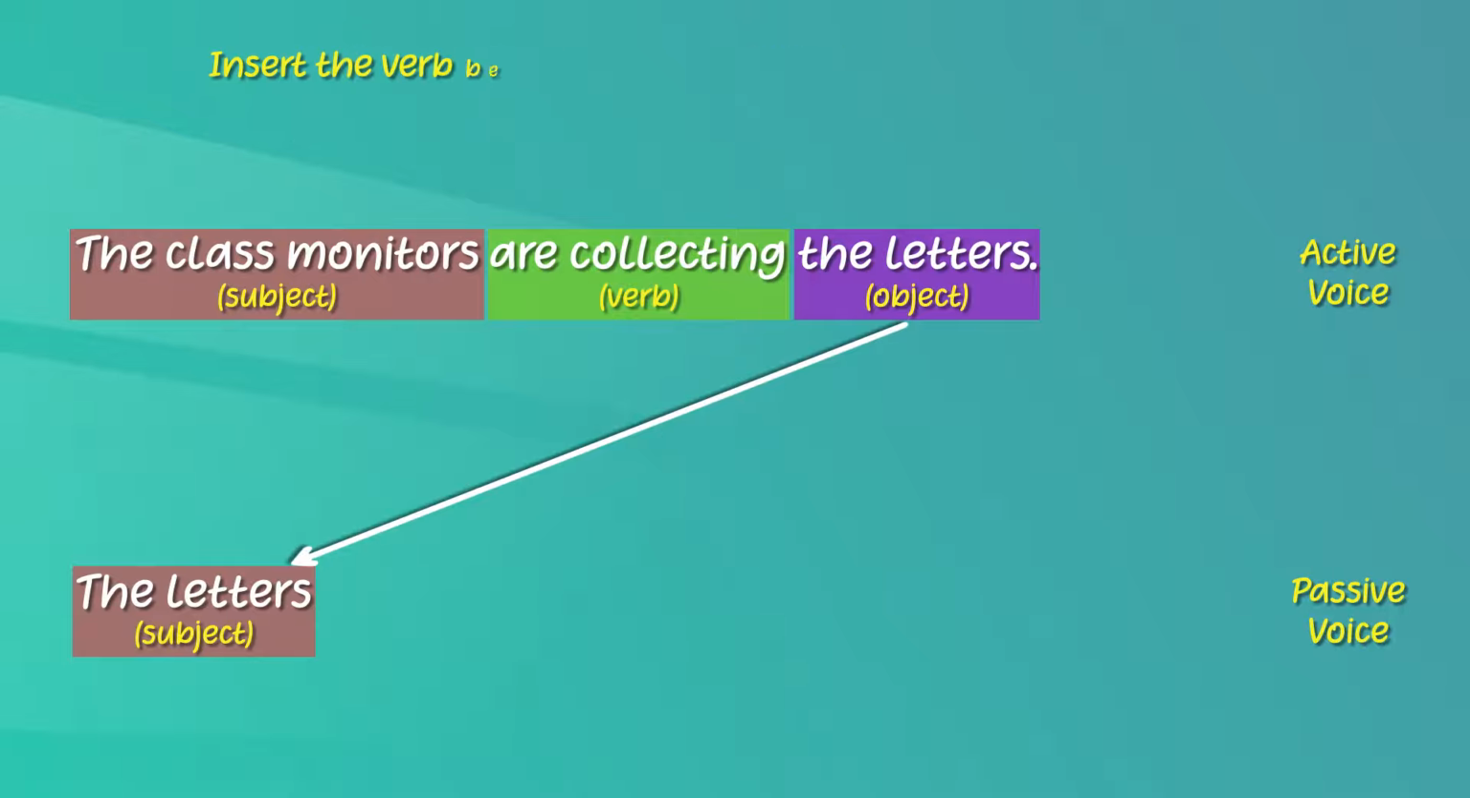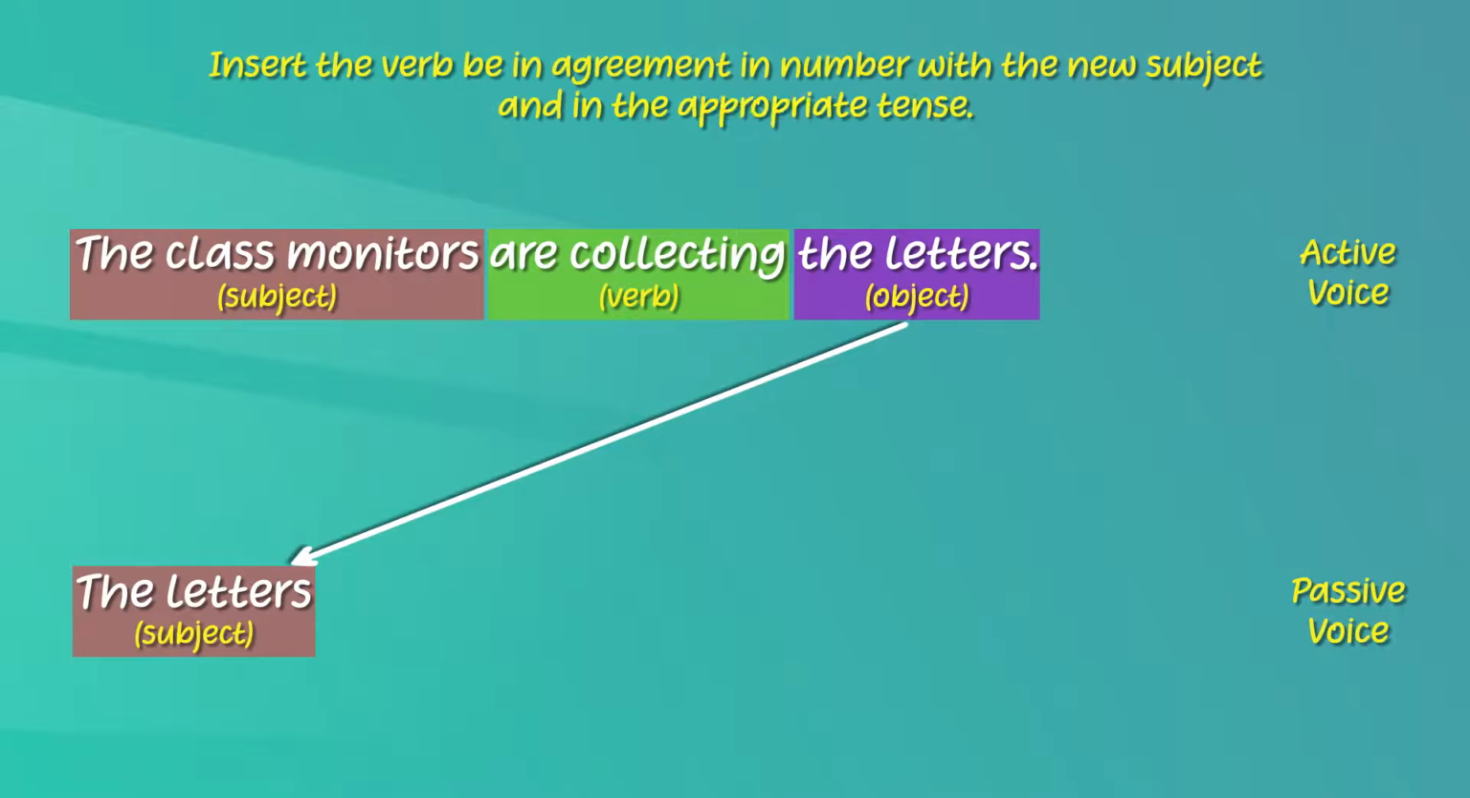Second, insert the verb be in agreement in number with the new subject and in the appropriate tense. That means if the subject is singular, you have to have the singular be verb. And if the subject is plural, you have to have the plural be verb. So here the new subject is the letters and it is a plural subject. So the be verb you are using here should be in plural form. If you look at the active voice sentence, the verb are collecting is in present continuous tense.